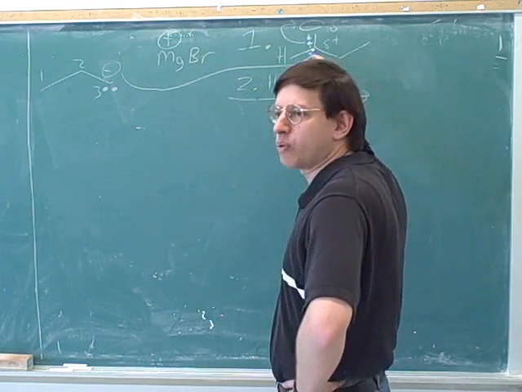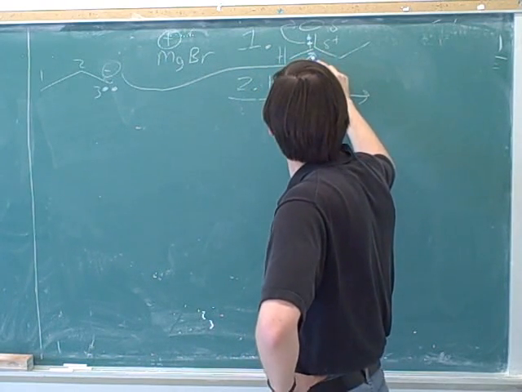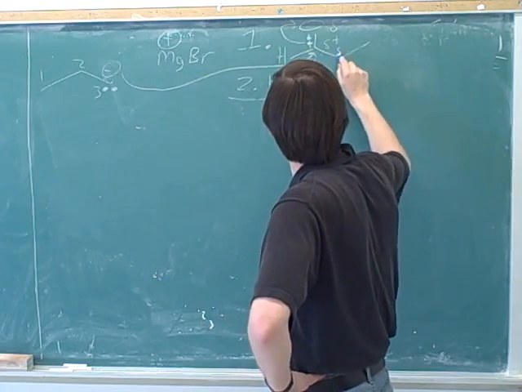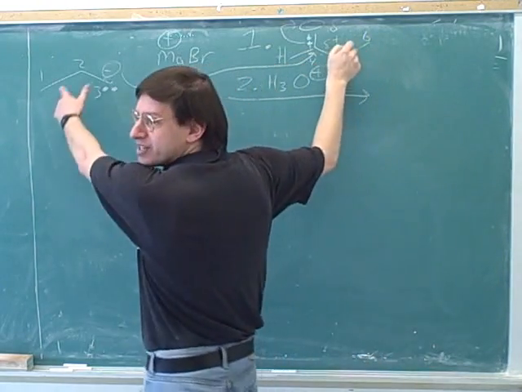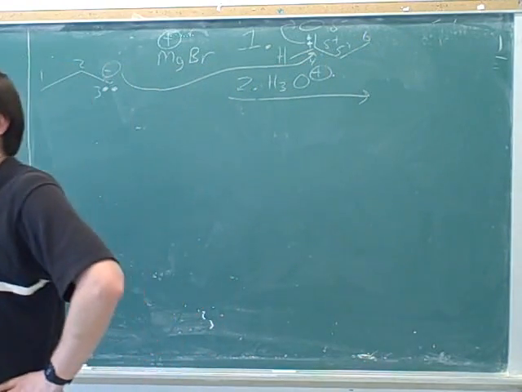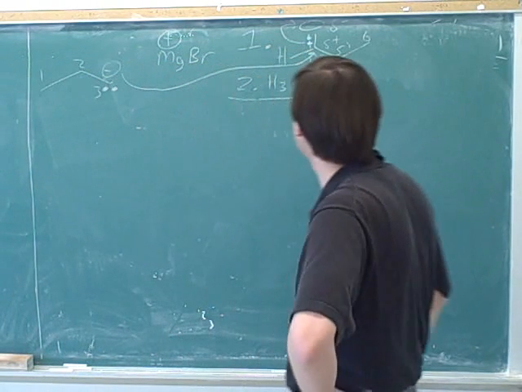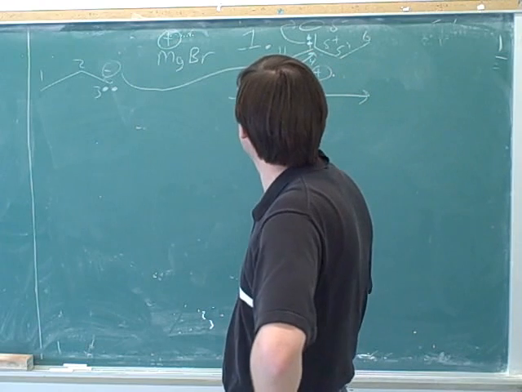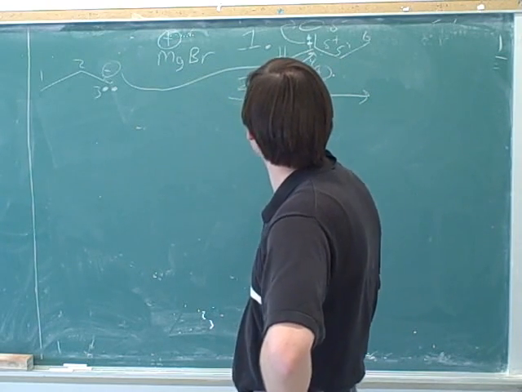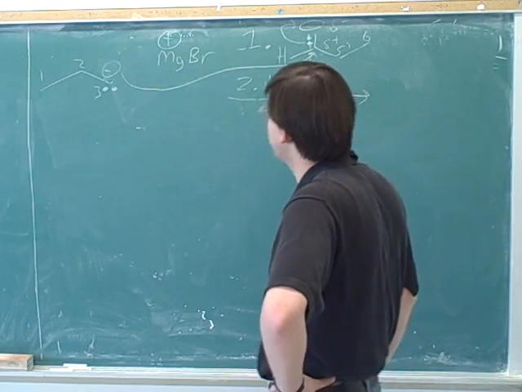Now, should I call this carbon 1? Well, no, I should call these carbons 4, 5, and 6. Because these are not the same carbons here. You don't want to give the same number to two carbons unless they're the same thing. So I'm going to give different numbers to these because they are different atoms. And now I'm going to go through step by step here, drawing the product.